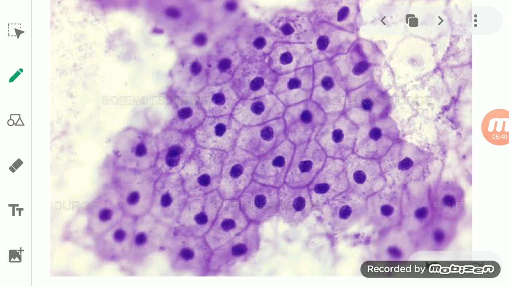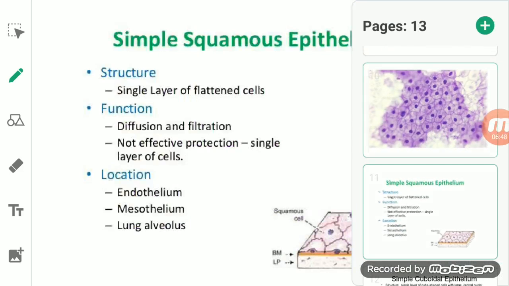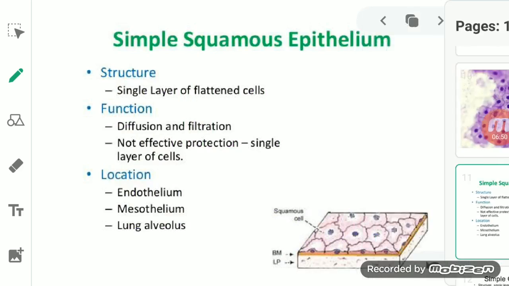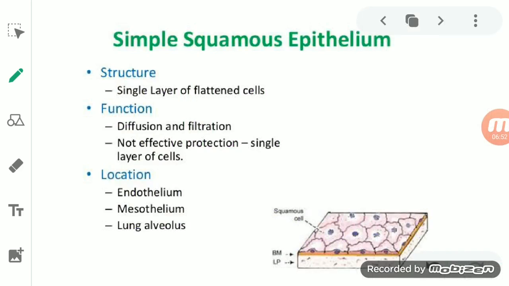Okay. Now when we talk about the simple epithelial tissue, students, what is the function of this simple epithelial tissue? Simple squamous epithelial tissue helps in diffusion and filtration. Right now I discussed that since it has a very thin membrane, it helps in diffusion, in the exchange of gases, as well as the exchange of food material.